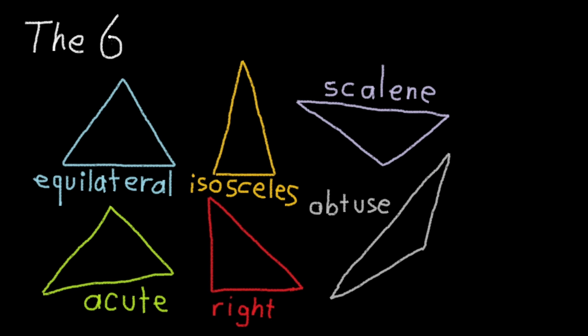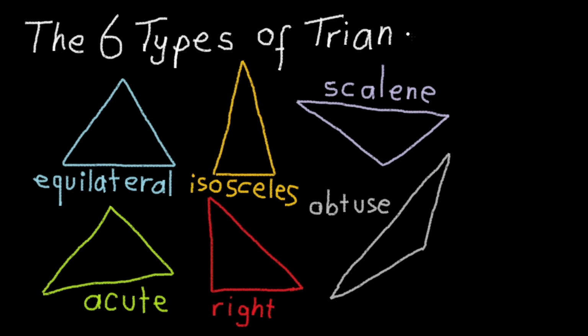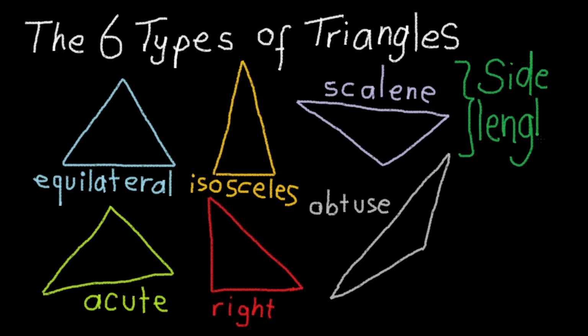These are the 6 types of triangles, and in the next few minutes I'm going to show you how to easily and correctly determine the type of any triangle. Keep watching this video to the end and you will never have a problem with the classification of triangles again.